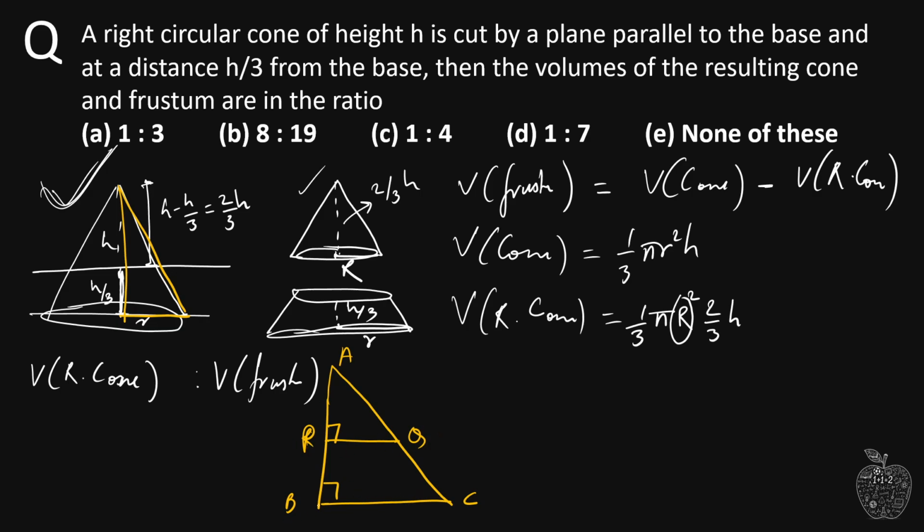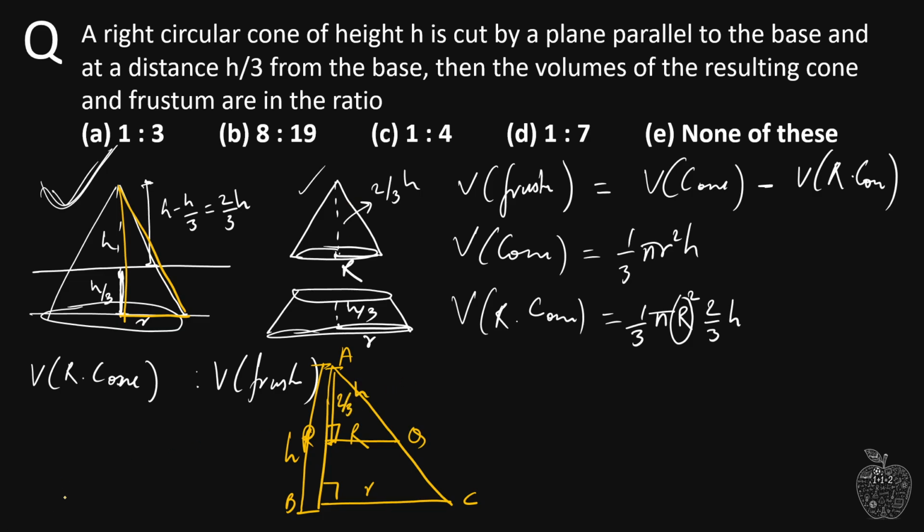The distance BC here is small r, and PQ here is capital R. This entire height is h and this height here is 2h by 3.